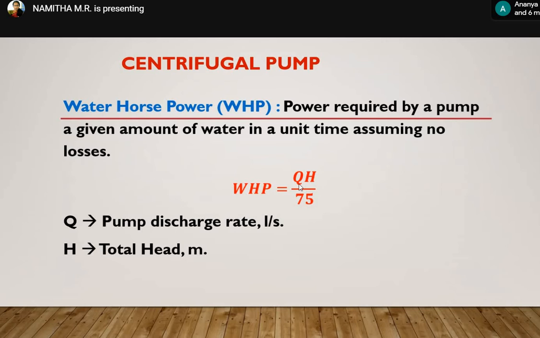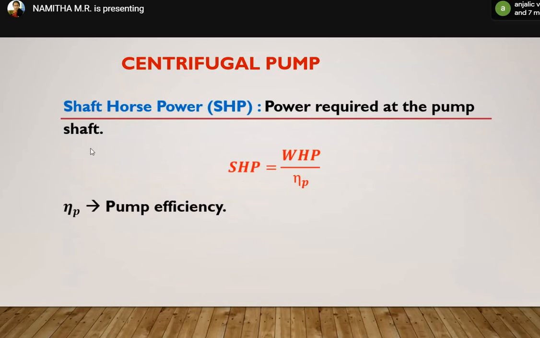But here one point is there. This is the power required for delivering the water without any losses. But that is not practically possible, because wherever there is pumping or some operation, there may be some losses. Nothing is 100% efficient. So we have to account for the losses and calculate the power. The upcoming slides will show you that.